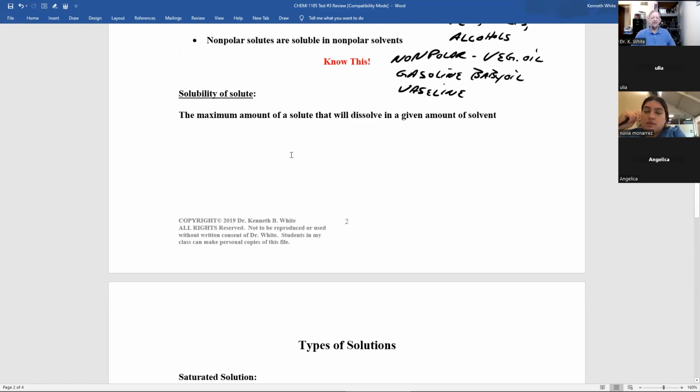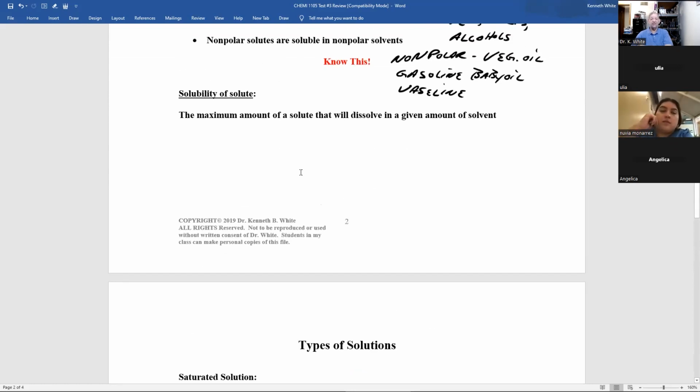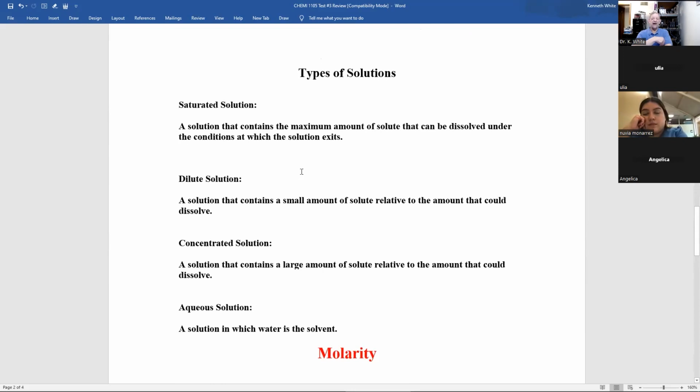All right, things you should know. The solubility of a solute is the maximum amount of solute that will be dissolved in a given amount of solvent. You can't put one more molecule because it will precipitate, form a solid at the bottom of a test tube. And saturated means you've reached the solubility limit. That's the maximum amount of solute that can dissolve under the conditions at which the solution exists.